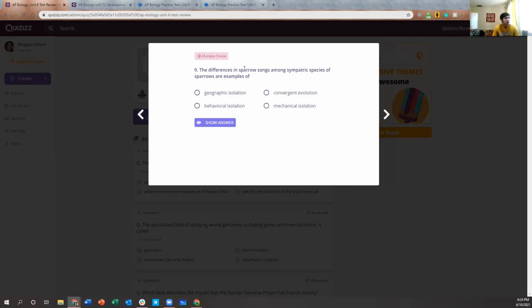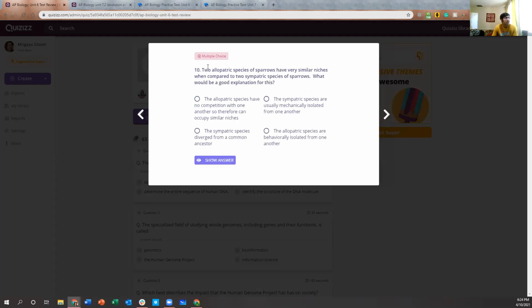Okay. The difference in sparrow songs among sympatric species of sparrows are an example of, well, sparrows that aren't geographic. I don't know what convergent has to do with this, but mechanical isolation has to do with the actual mechanics of the two individuals having intercourse. And clearly here, we're talking about singing, so I don't think singing has to do with the actual mechanics of intercourse. That has to do with your genitalia, which sometimes are too big or too small and don't fit. So this is behavioral isolation because it has to do with the behavior of the sparrows.